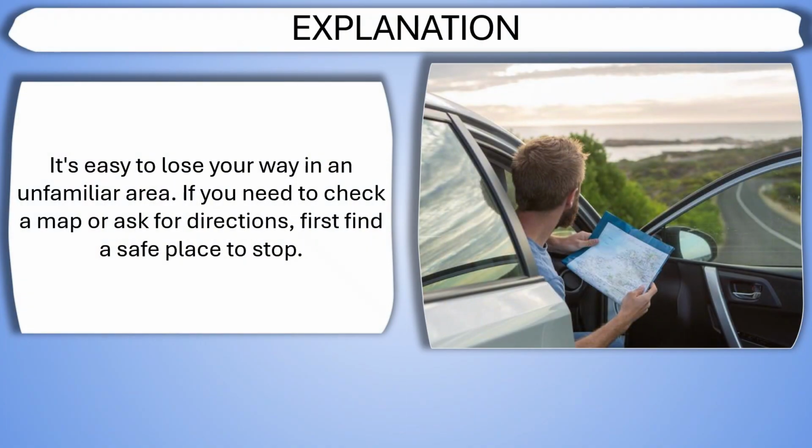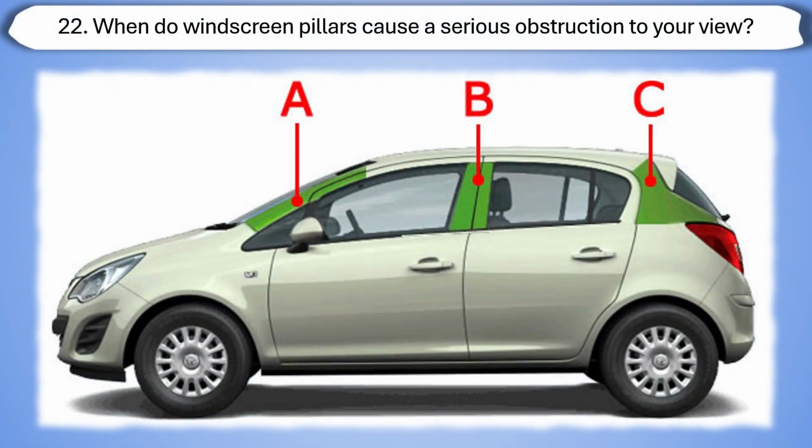Explanation. It's easy to lose your way in an unfamiliar area. If you need to check a map or ask for directions, first find a safe place to stop. 22. When do windscreen pillars cause a serious obstruction to your view?